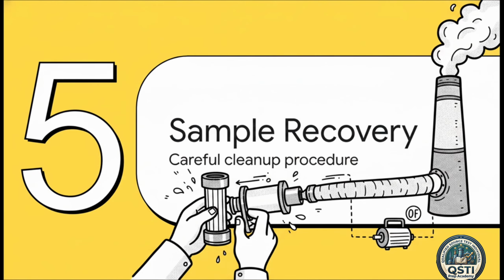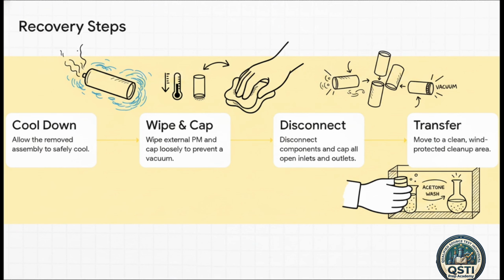Moving on to Section 5, Sample Recovery Steps. Careful cleanup procedure. Okay, the test is done, the pump is off, and you've pulled the equipment out of the smokestack. Now begins the surgical sequence required by the EPA. First, you have to let the assembly safely cool. Second, wipe off any external particulate and cap the probe. But here is a really crucial little detail. You have to cap it loosely.